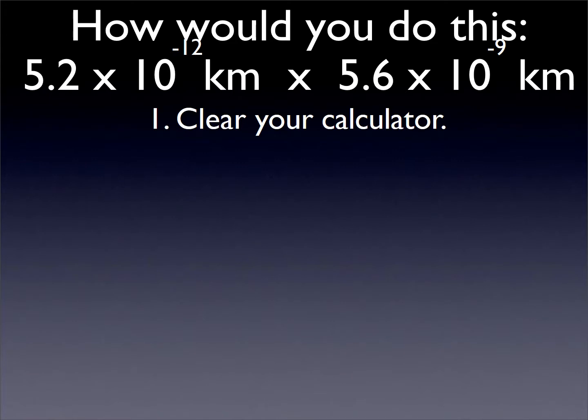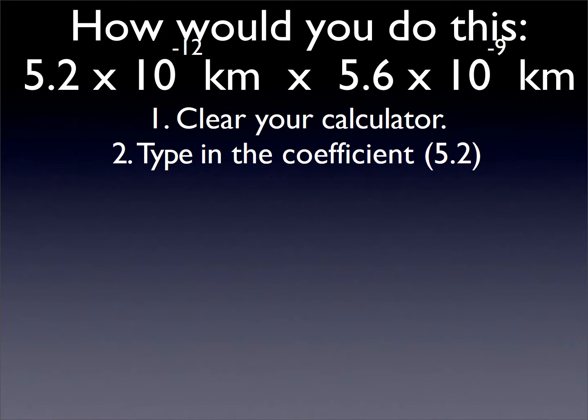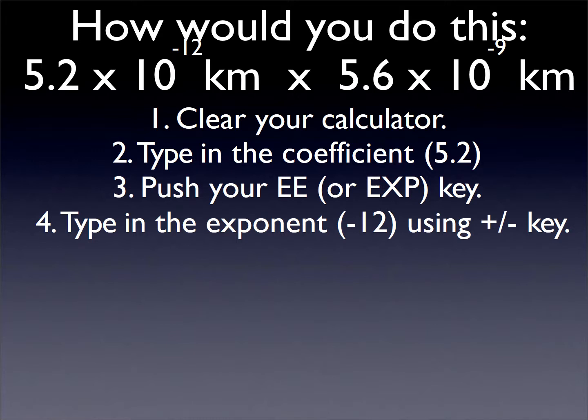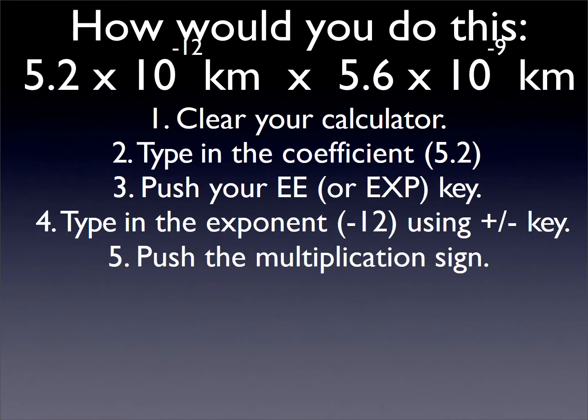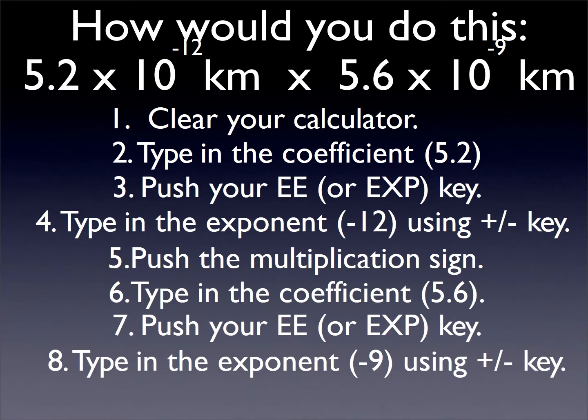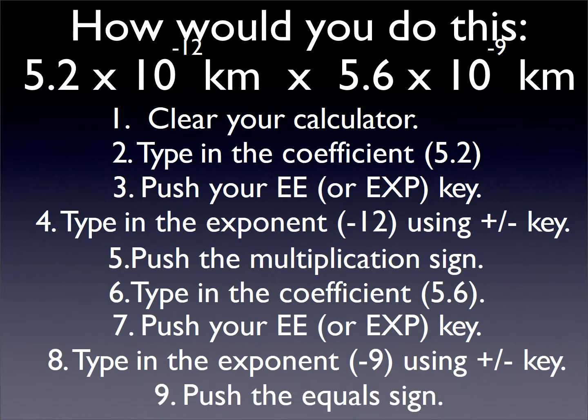So try it with a negative exponent. We have 5.2 times 10 to the negative 12 times 5.6 times 10 to the negative 9. Clear your calculator, type the coefficient 5.2, hit your EE button. Now the exponent is negative 12, so you hit 12 and then the plus or minus key. Some people have to do the negative first and then 12. Hit your multiplication sign, 5.6, EE, then enter the exponent 9 and make sure it's negative. Then you hit equals.